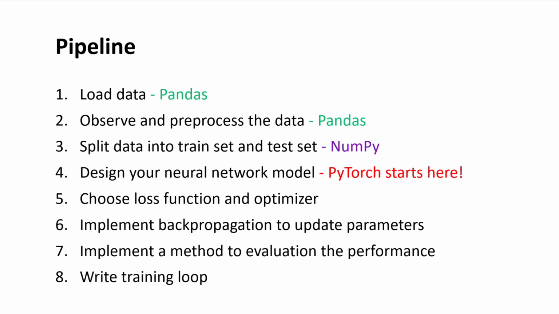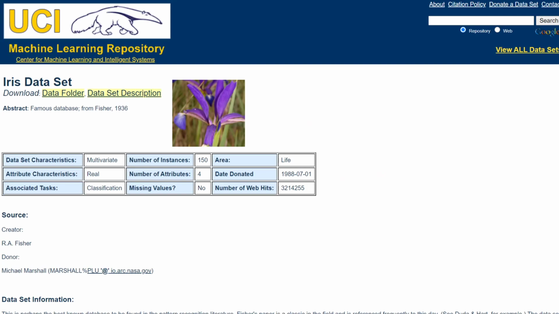In this example, I will use the standard train, evaluate, repeat approach. We will use the Iris dataset from the UCI machine learning repository. It is a commonly used dataset. It has 150 samples, 4 input features, and 3 output labels. From the UCI webpage, you can find more information about the attributes and the output labels.